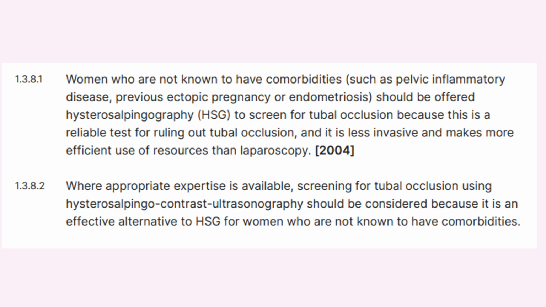Where appropriate expertise is available, screening for tubal occlusion using hysterosalpingo contrast ultrasonography should be considered, because it is an effective alternative to HSG for women who are not known to have comorbidities.